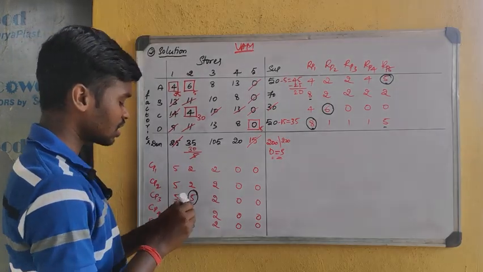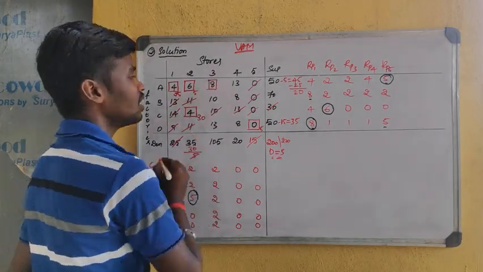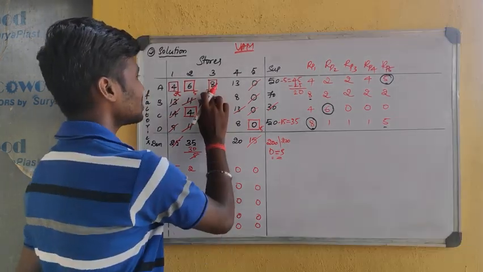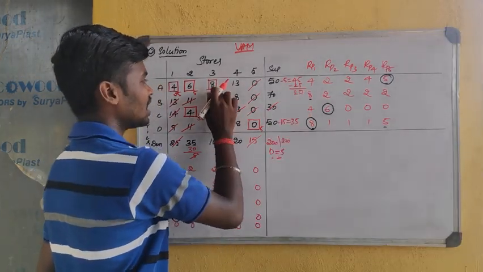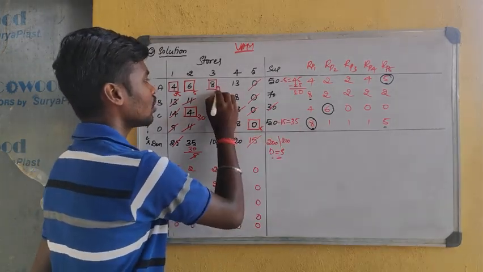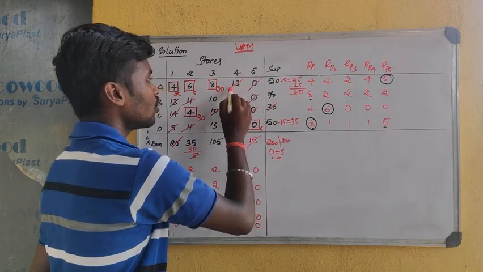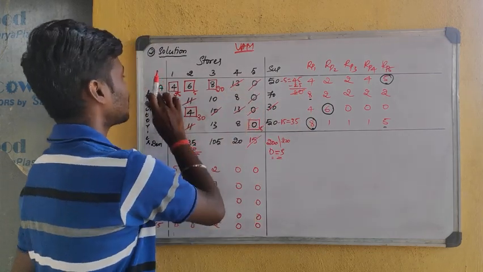So which is the least number from this first row? Yes, 8 is the least number. Okay, so see, the related supply is 20 and related demand is 105. So which can be satisfiable? So you are going to satisfy 20. So after satisfying this 20, then there is no supply, that is excess supply made by the factory A.